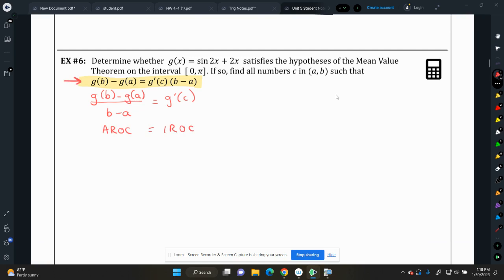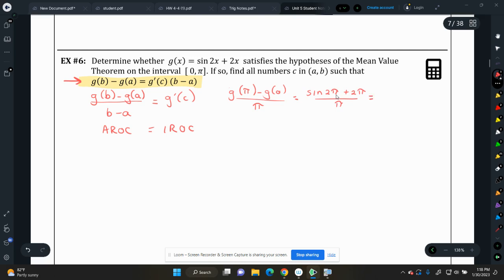So first off, let's figure out what that is: g of pi minus g of 0 over pi. So g of pi, that's going to be the sine of 2 pi plus 2 pi over pi. All right, what's the sine of 2 pi?